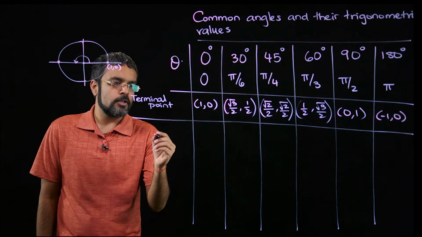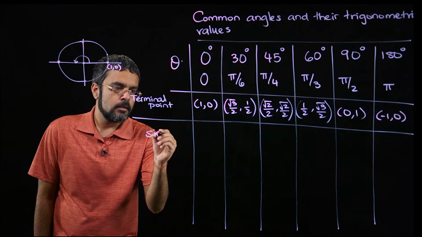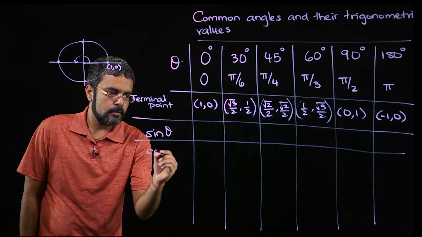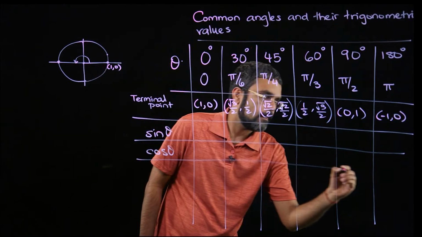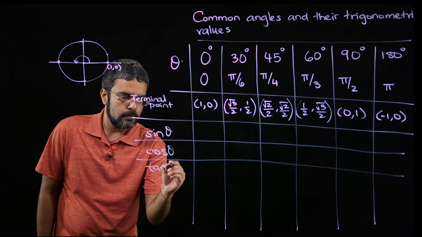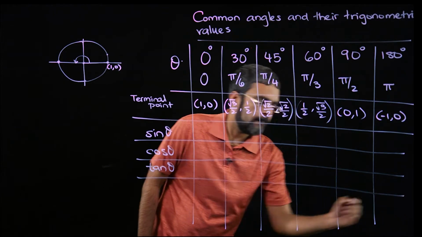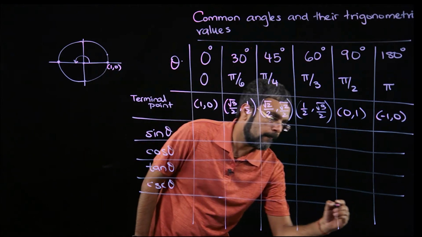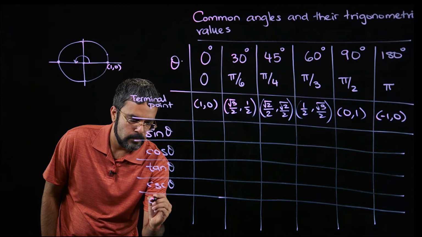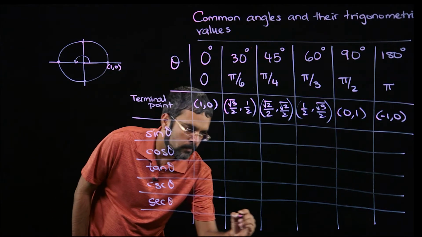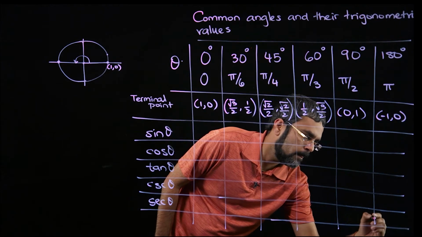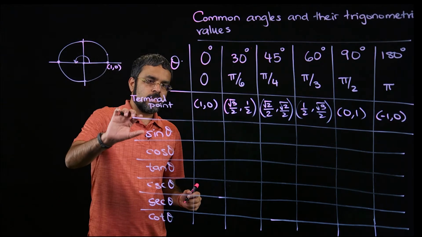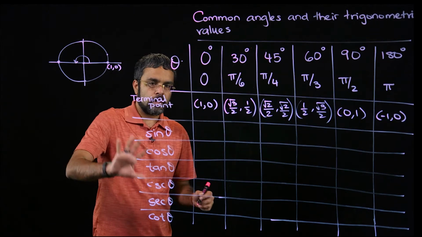Okay, so let's look at our trig functions here. We're basically going to look at sine theta, cosine theta, tan theta, cosecant theta, secant theta, and cotangent theta. What you want to really pay attention to is sine. If you know sine theta, we can derive everything from sine theta.